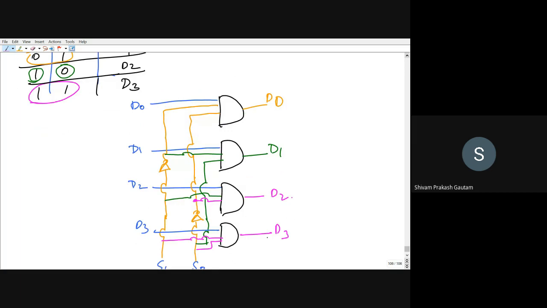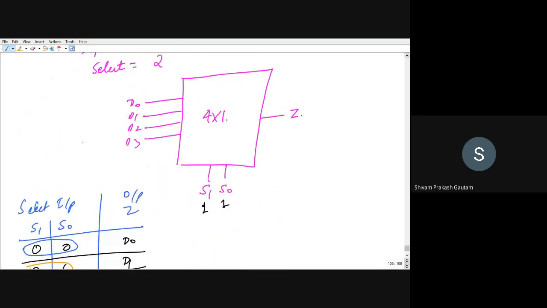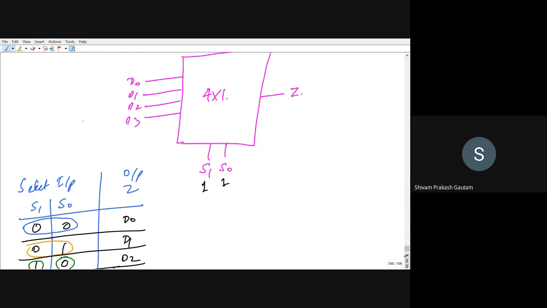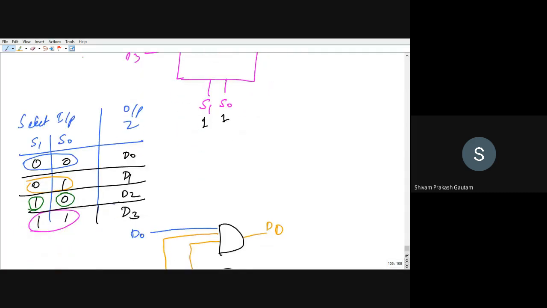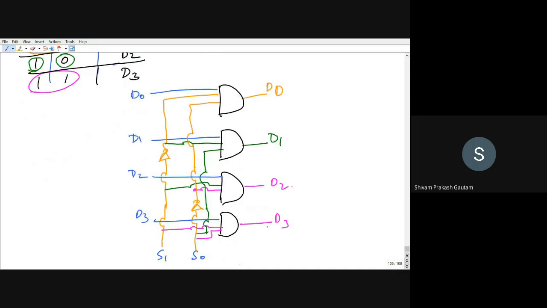So this is the inside circuit of this 4x1 multiplexer, right? You can use the symbol, or you can use this block diagram to represent a 4x1 multiplexer. But if someone asks what is inside this 4x1 multiplexer, how it looks, then you have to draw the functional table or truth table, whatever you want to call it, and then you have to draw this circuitry. Is it okay?